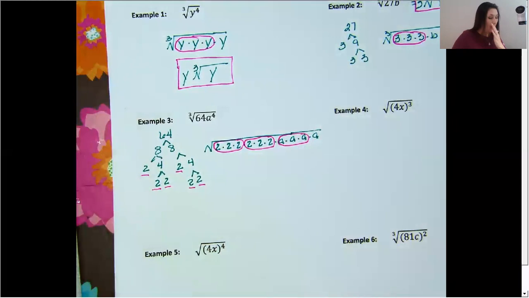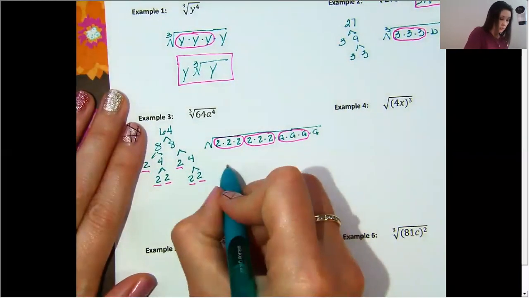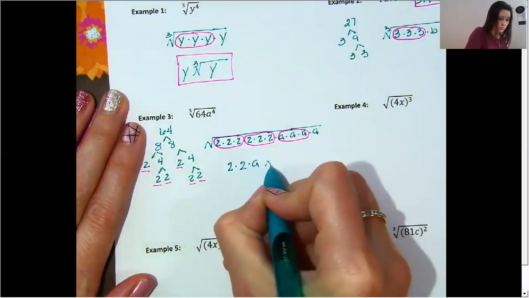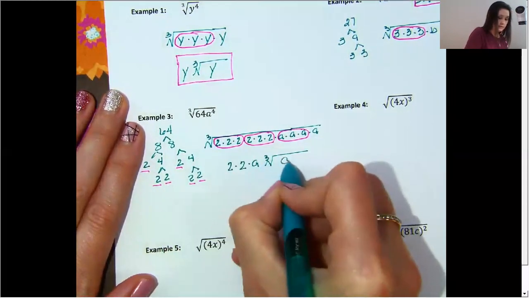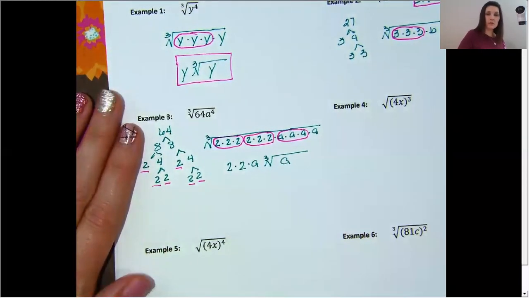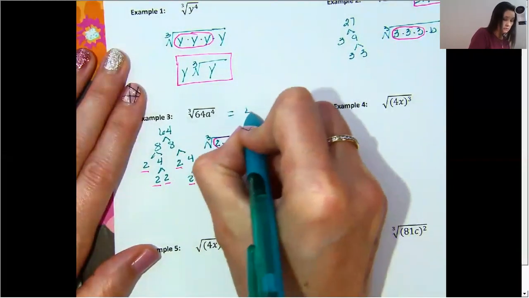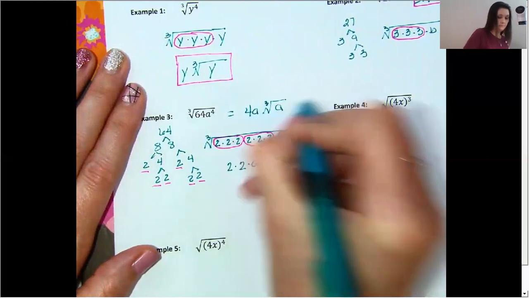Okay, so I have 2 times 2 times A that goes on the outside of the radical symbol. Oops, that should be cube root, with an A on the inside. So now I can simplify that down to 4 times the cube root of A.